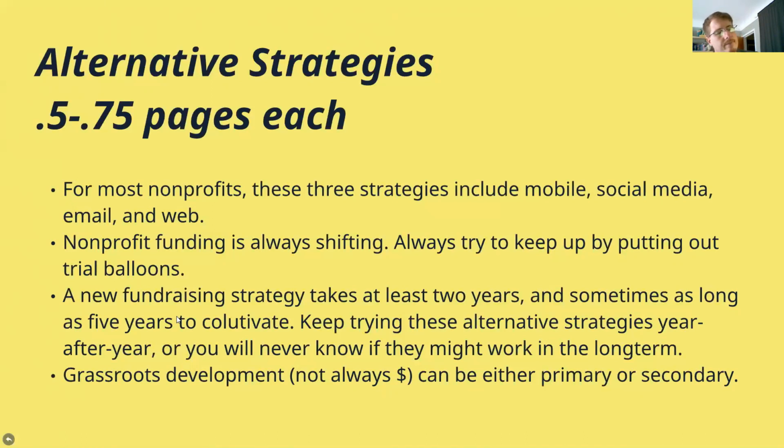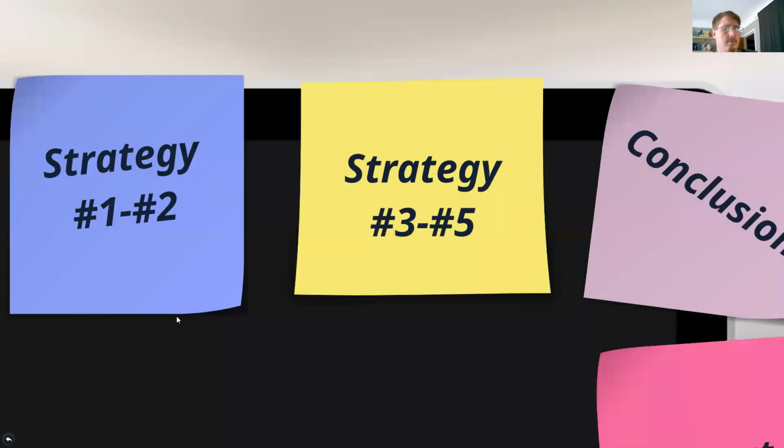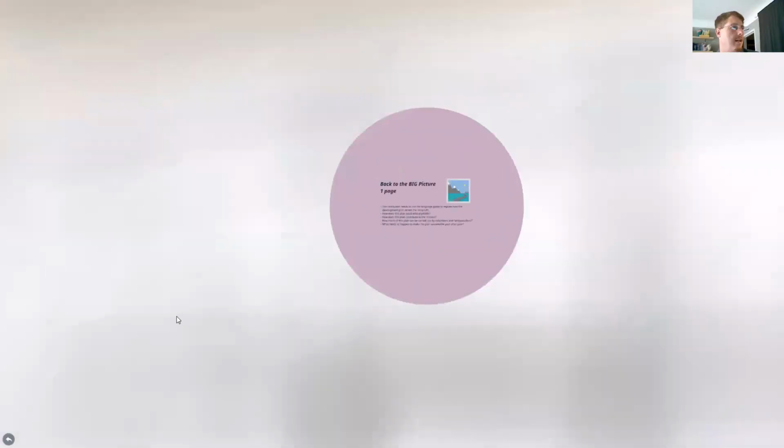So you don't just do it for 1 year. If you try something, you have to try it for 2 to 3 years, because you don't know if it's going to work in 1 year. It's the repetition that matters. We already talked about grassroots development, but we'll talk more about that later.